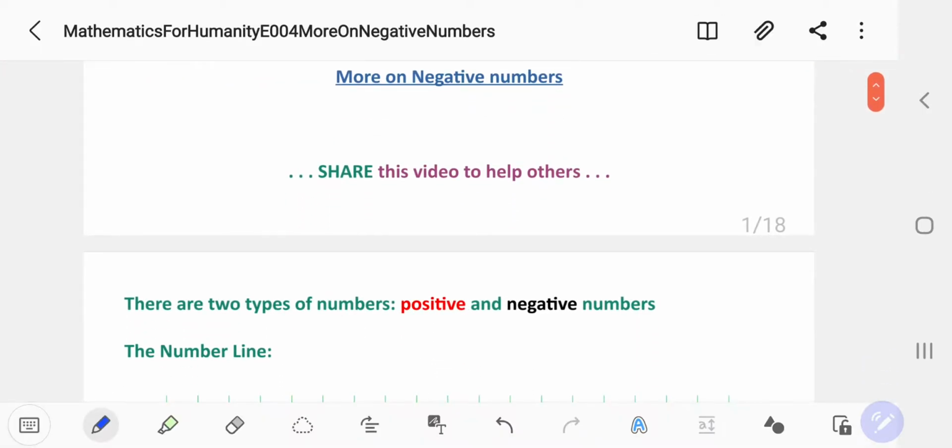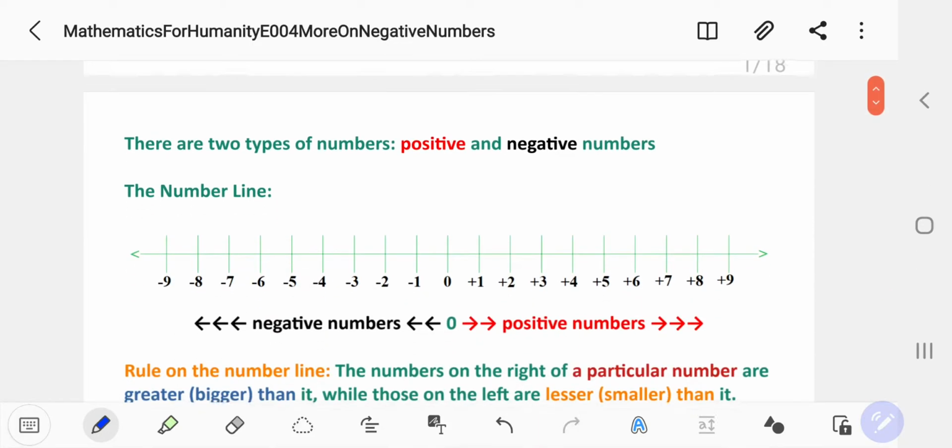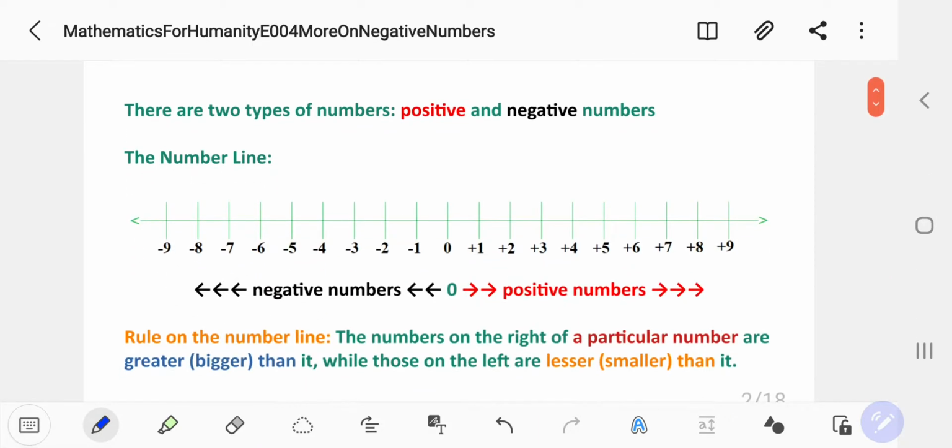In the previous episode, we knew that there were two types of numbers. The first one that we knew were counting numbers: 1, 2, 3, 4, 5, 6, 7, 8, 9, 10, 11, 12, and so on. Those were actually positive numbers, and the other type are negative numbers, which we knew in the previous session.